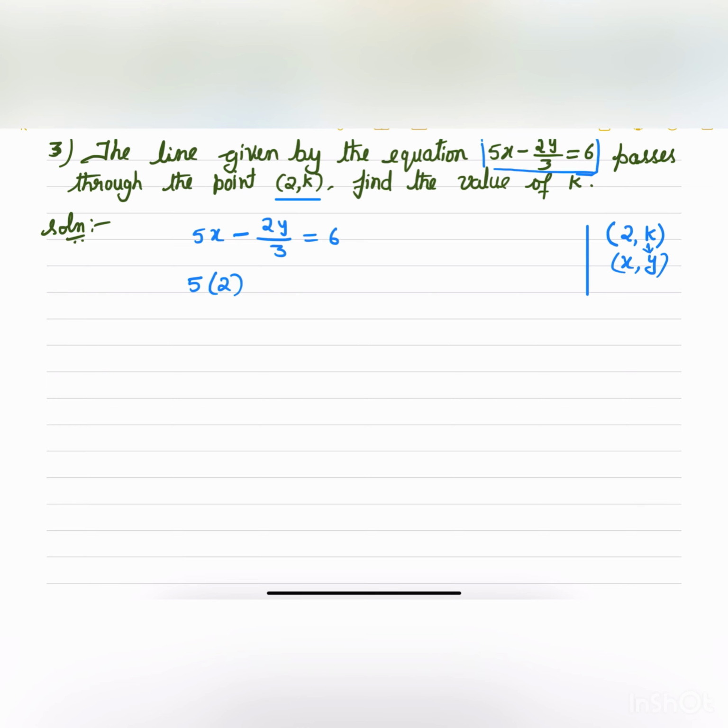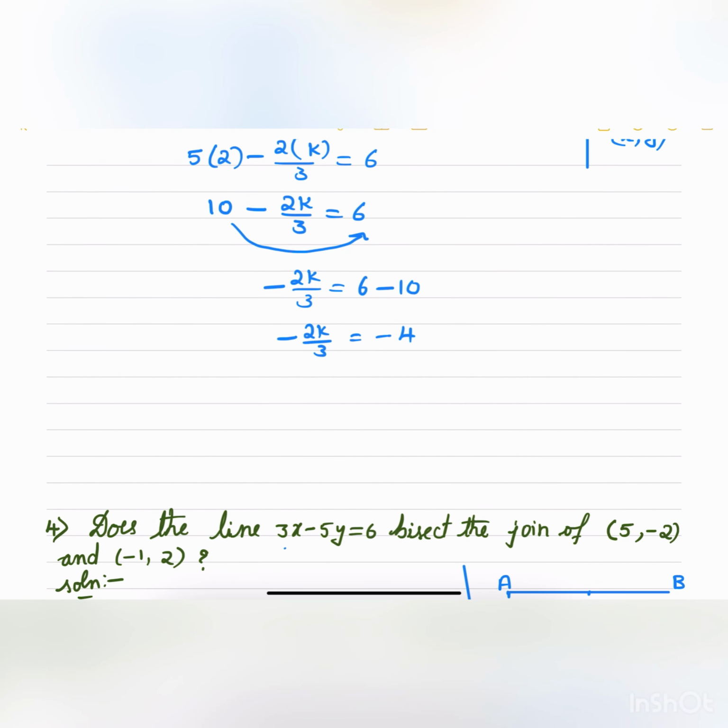For x it is 2: 5 × 2 - 2 × k/3 = 6. Now 5 twos are 10, so 10 - 2k/3 = 6. Let me shift this 10 to the right side. -2k/3 = 6 - 10, so -2k/3 = -4. The minus on the left hand side and the right hand side will cancel. So we can write 2k = 4 × 3 if we cross multiply, and 4 threes are 12. k = 12/2. Therefore, k is equal to 6. The value of k they have asked, so we got 6.